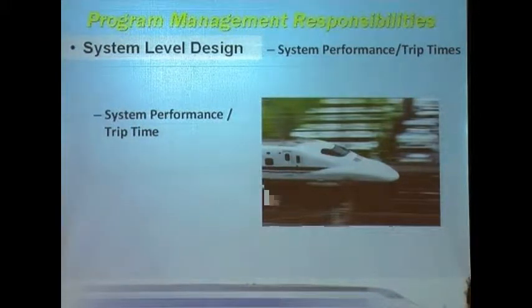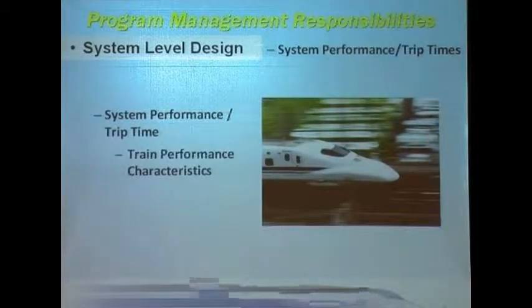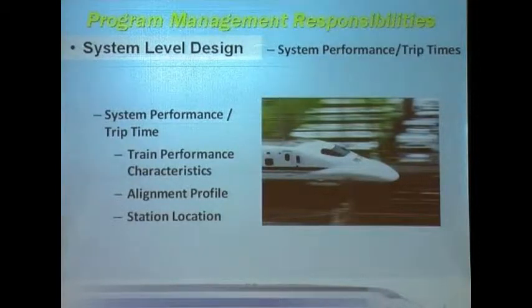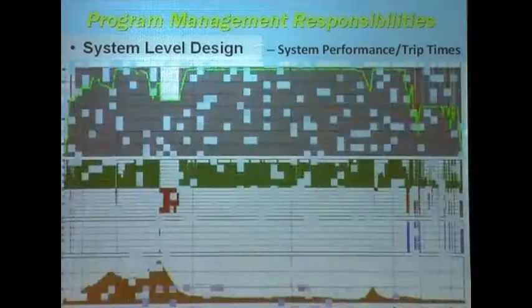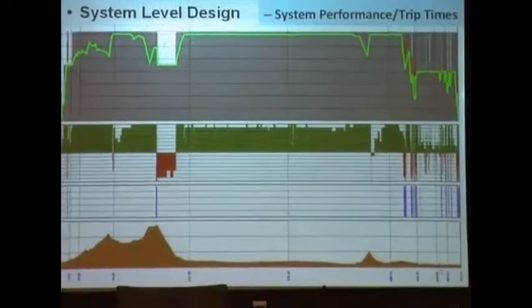So our job is to look, first of all, at what is the system design? What is the system performance and trip times? We've taken a number of high-speed trains throughout the world. We've taken the traction effort curves, or the power requirements to drive these trains. We've taken the alignment profiles we've got to date and the station locations, and we've produced a performance trip time. Now, this looks kind of complicated, but it is not.